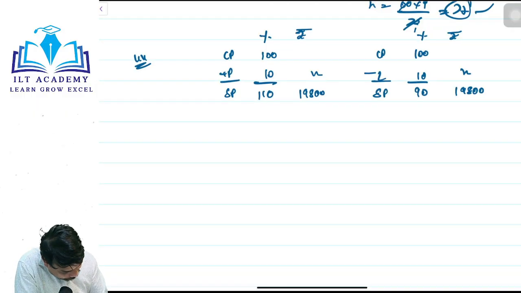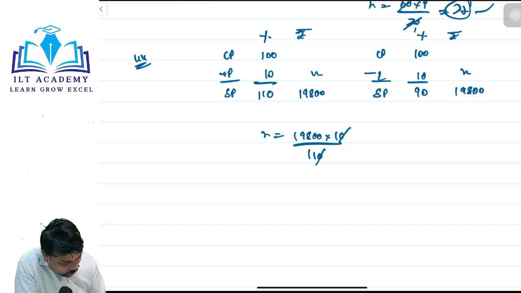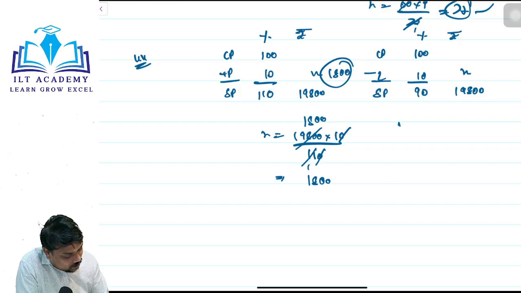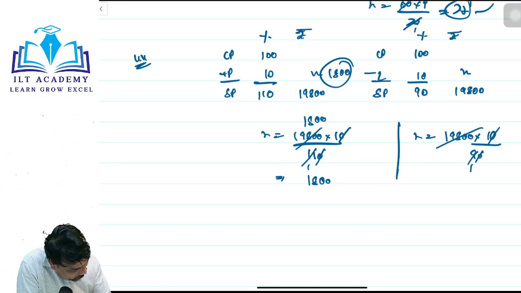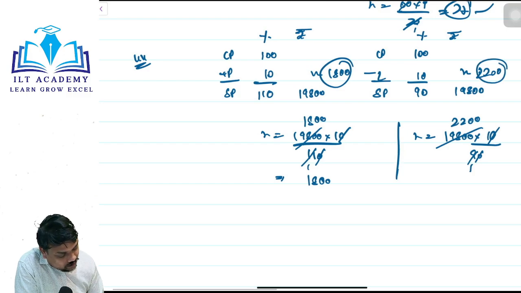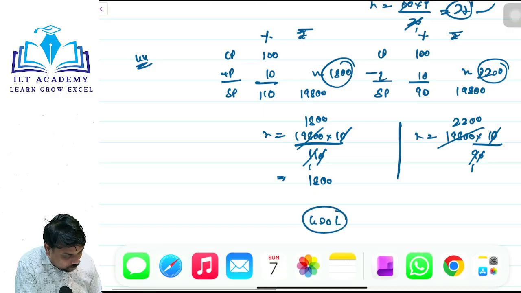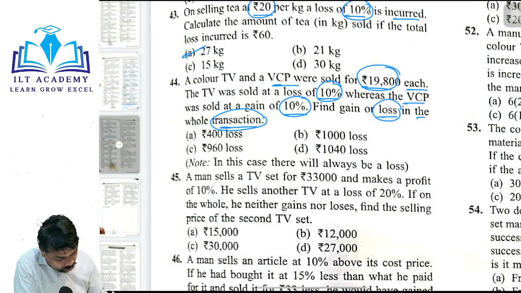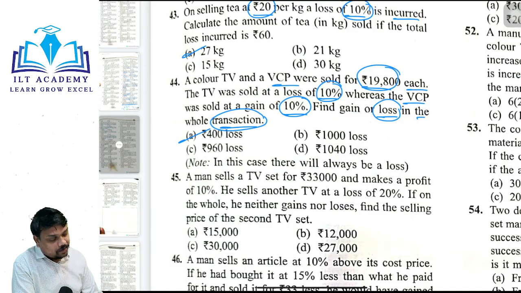So x is equal to 19,800 into 10 divided by 110. Zeros cancel. 1800, this is 1800 profit. Next, in the same way, x is equal to 19,800 into 10 divided by 90. Zeros cancel. 9 ones are 2200. So 2200 minus 1800 is 400 loss. Any doubts, ma'am?